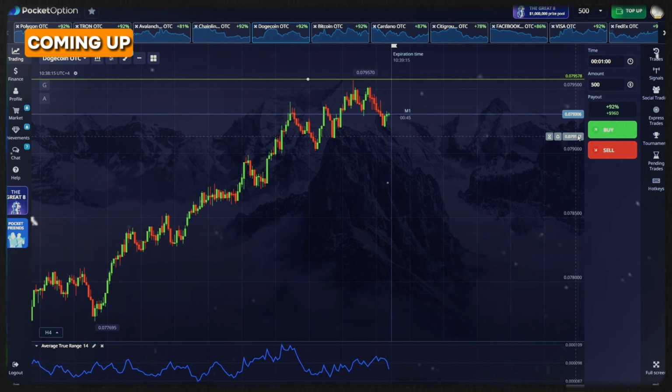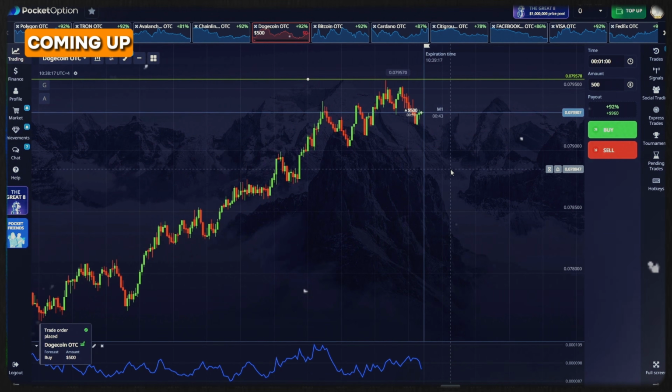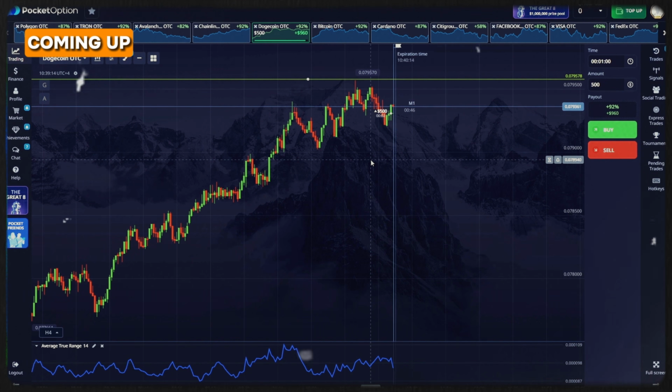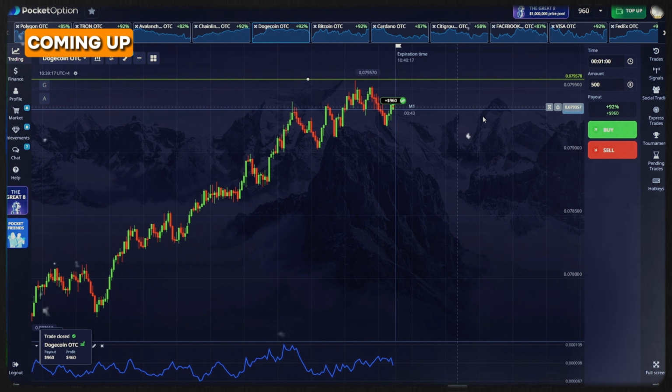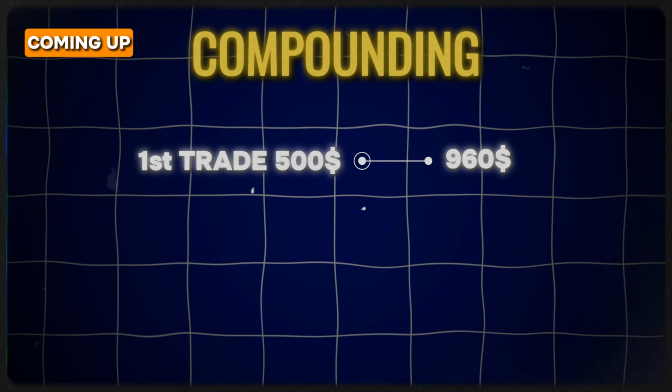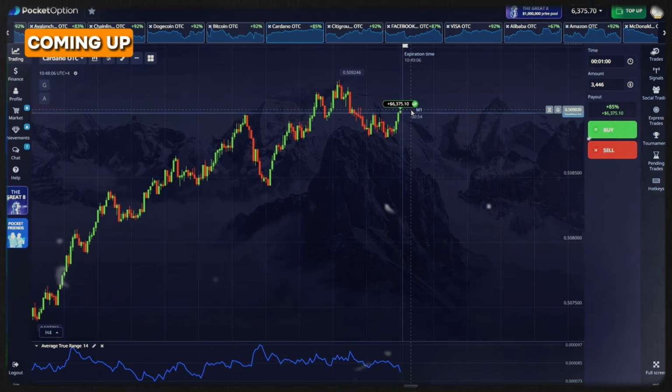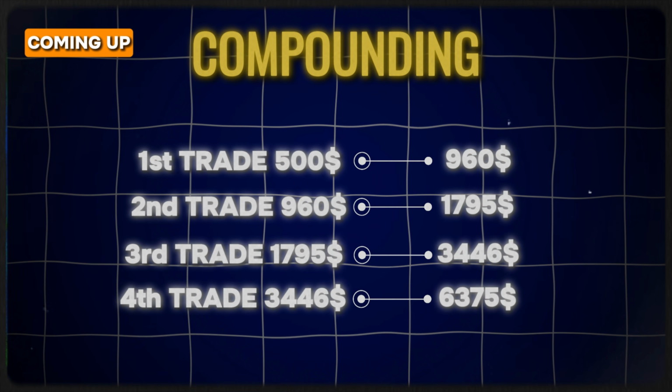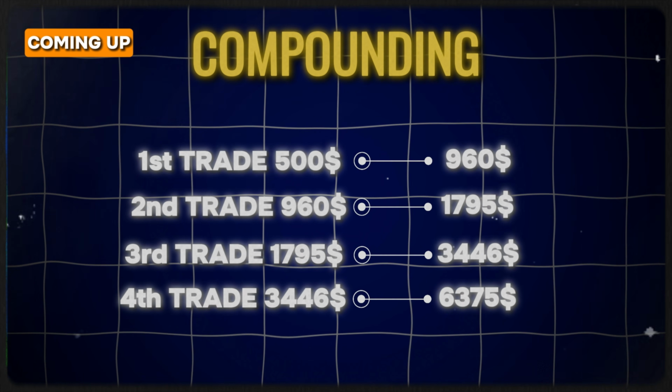Here's a trade on Dogecoin OTC for an upward move. The trade is currently going in our favor, just a few seconds left and we've won it. My balance is now $960 and we've won again. That's a great return from an initial $500, all by using the ATR.